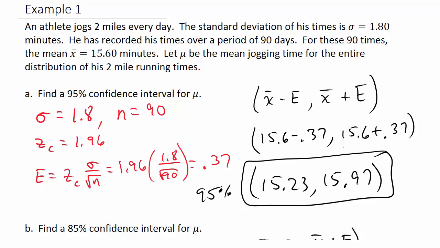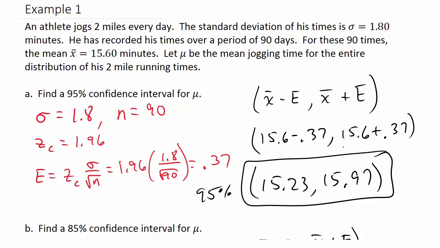So, let's go ahead and get started. It says an athlete jogs 2 miles every day. The standard deviation of his times, sigma, is 1.8 minutes. He has recorded his times over a period of 90 days. For these 90 times, the mean X bar is 15.6 minutes. Let mu be the mean jogging time for the entire distribution of his 2 mile running times. We want to do a 95% confidence interval for mu.